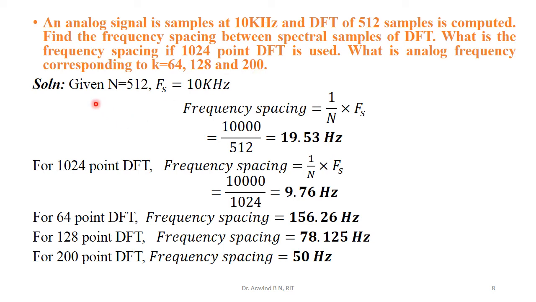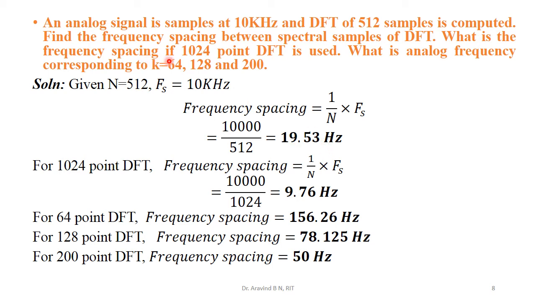Okay, coming to the solution. So total 512 point DFT is being given. The sampling frequency is defined as 10 kilohertz. So both of these parameters are given. Now the frequency spacing is defined by 1 divided by N into fs, where N represents the number of samples, that is 512, which is being given, and fs is the sampling frequency. So sampling frequency 10 kilohertz is being given. So we are going to get the frequency spacing as 19.53 hertz.